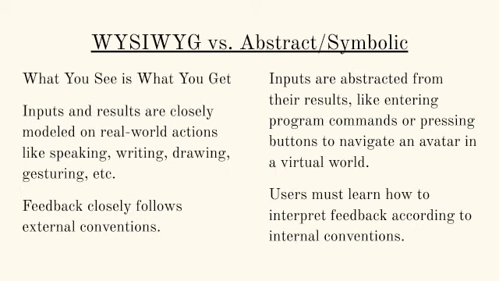Number 4, WYSIWYG versus abstract or symbolic. So in case you don't know, WYSIWYG stands for what you see is what you get. And in this context, that means that there is a natural or a logical relationship between a user's input and the feedback the interactive media item produces. So for a really simple example, if I type words into an interface and those words appear in the screen somewhere, that's WYSIWYG. I type words, the words appear. What I did is exactly what I got out of the media interaction. This is a very simple form of feedback, but it's still feedback.